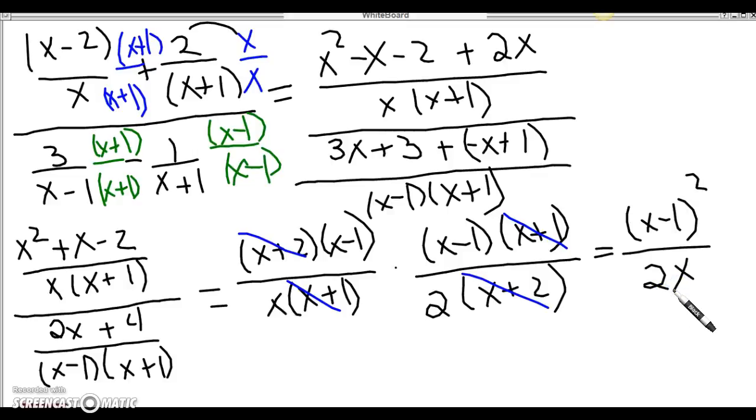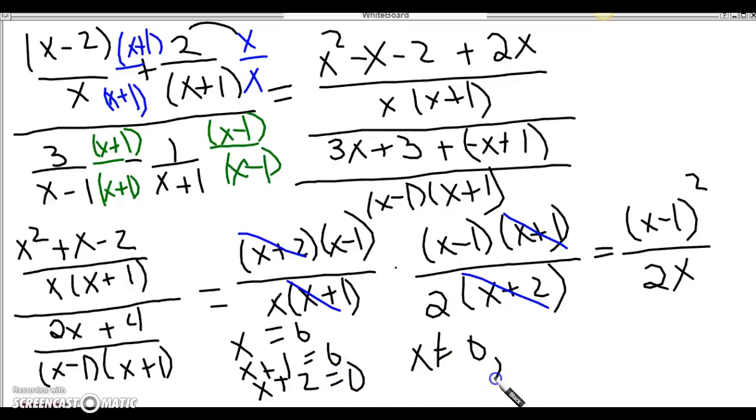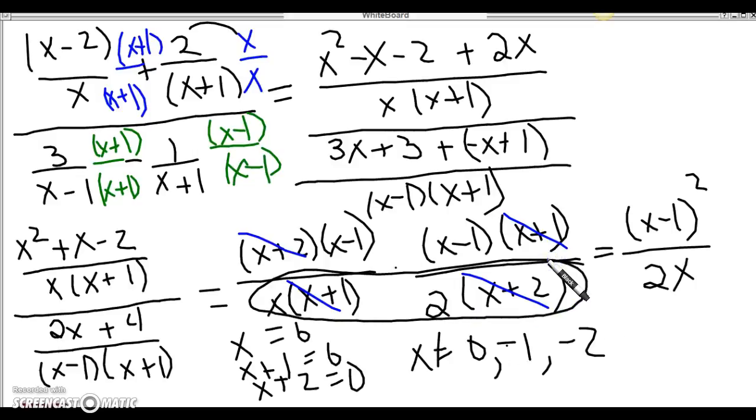Now this one has, unlike the other one where I just have an x and a y, this one has excluded values. So I have to include all those excluded values. So if I take this x plus 1, this x plus 2, I set those equal to 0. And I get x cannot equal 0, negative 1, negative 2. I feel like I'm missing one. I just took these values here because those are the ones that I was supposed to multiply straight across.